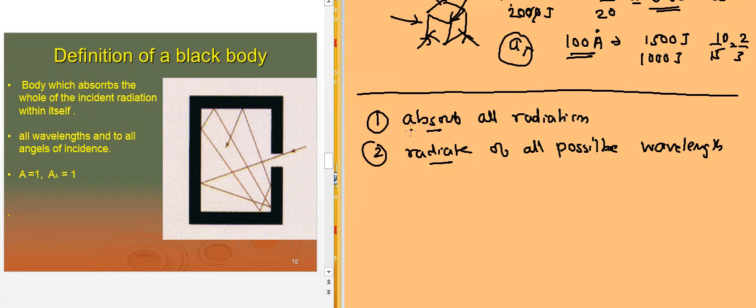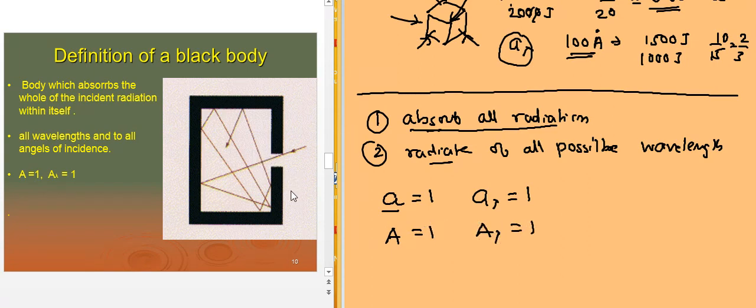So if we go back to this particular point, it is able to absorb all radiations, and therefore, if we go back to the definition of a and a lambda, it's a ratio of absorbed radiation to incident radiation. Since it is able to absorb all radiations, the value of A will be equal to 1, and the value of A lambda will also be equal to 1 for a black body. For a black body, instead of using lowercase a, we use uppercase A. So we say A equal to 1 and A lambda equal to 1. So this is what a black body is.